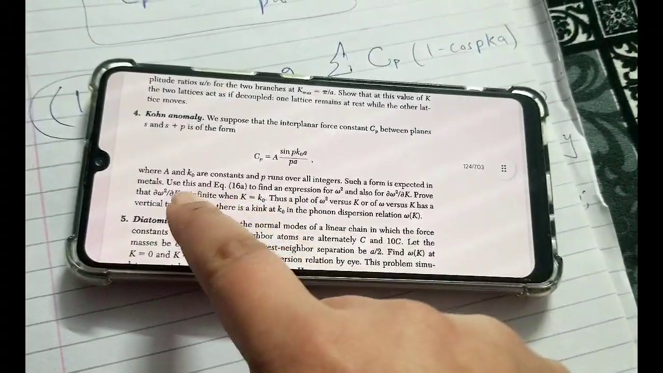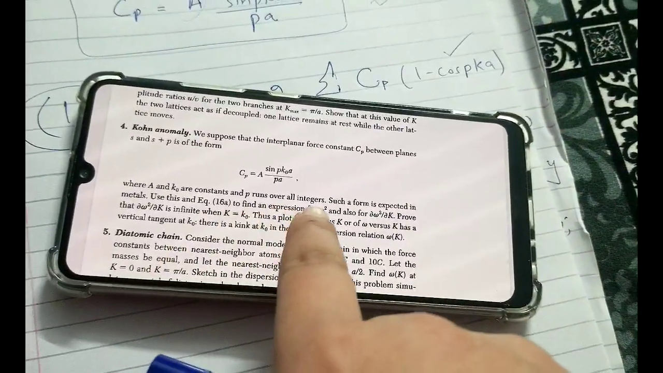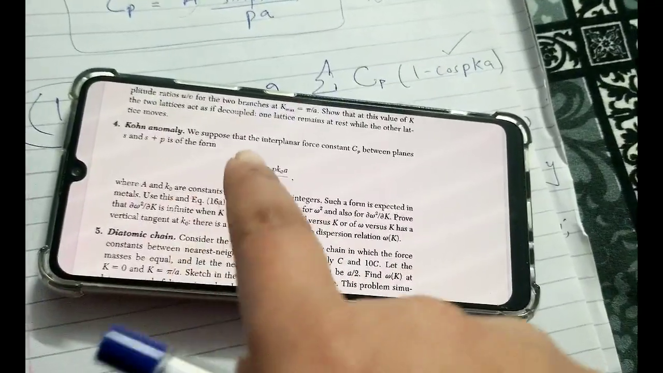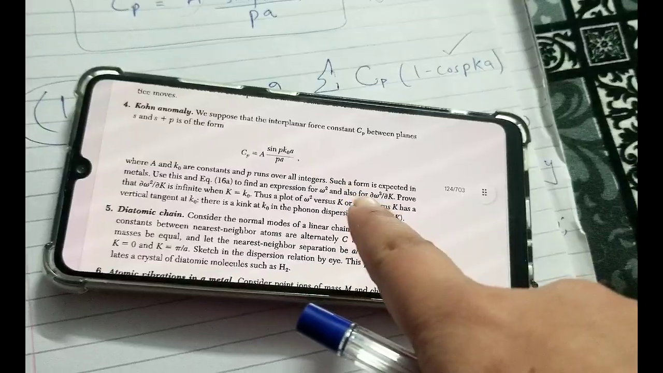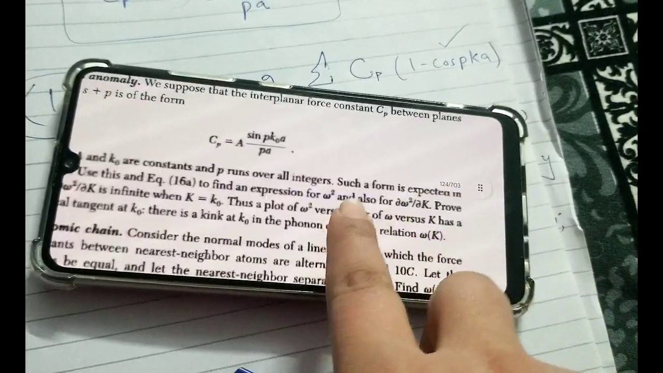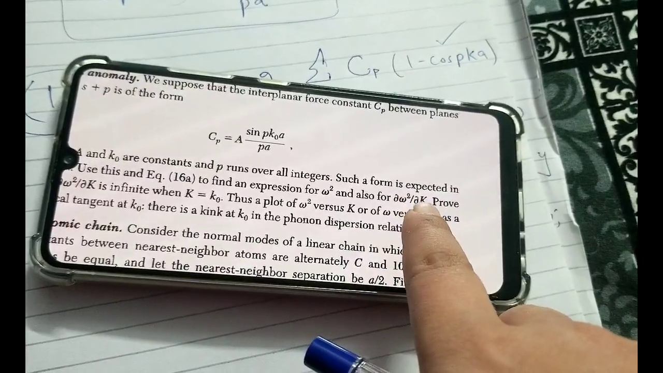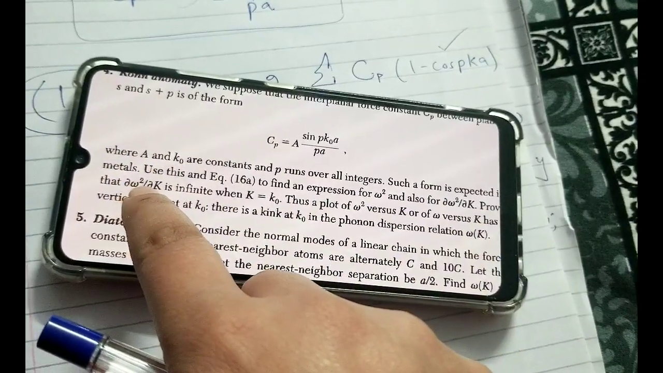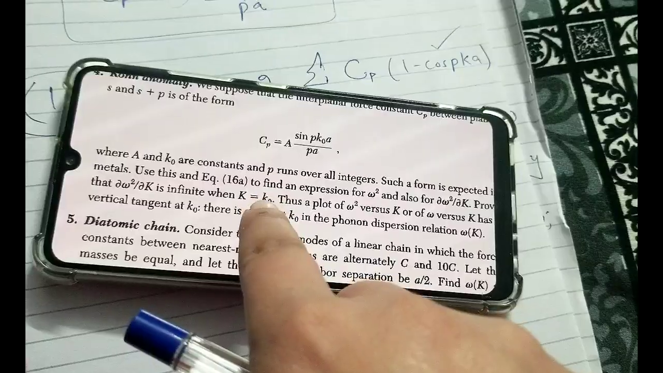We'll use this expression and this dispersion relation to find an expression for omega squared using this force constant, and also for the partial derivative of omega squared with respect to capital K. We have to prove that this partial derivative is infinite when capital K equals k_0.